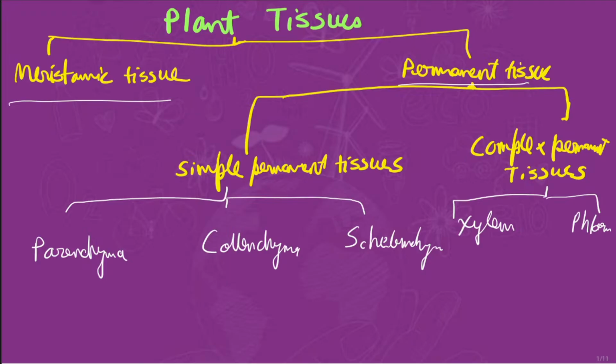Permanent tissues fall into two categories: simple permanent tissues and complex permanent tissues. The former type is composed of similar, homogeneous cells. The latter type is composed of heterogeneous cells and is made of different types of cell elements. Simple permanent tissues are generally of three types: parenchyma, collenchyma, sclerenchyma.